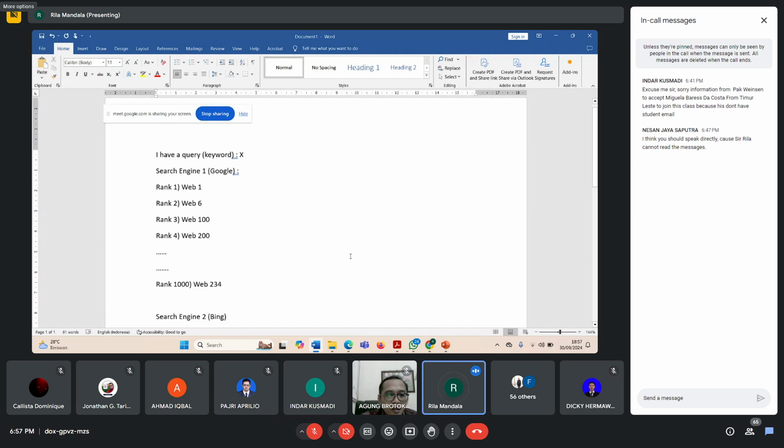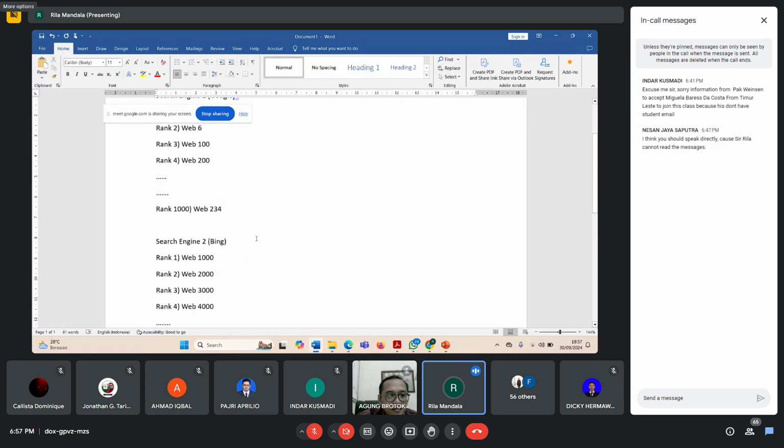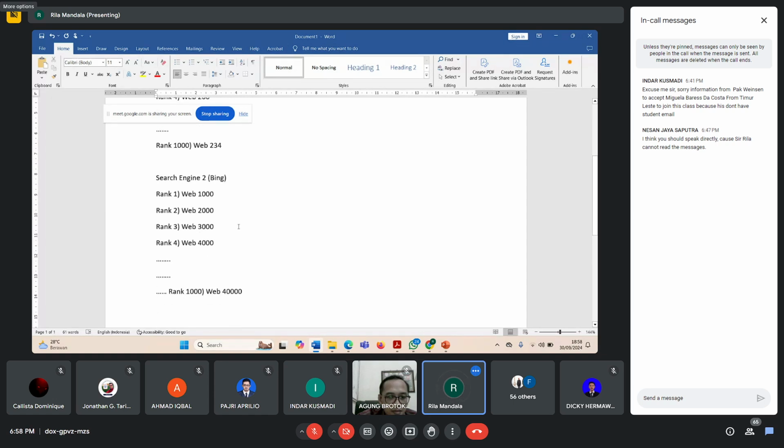So using the same query, the same keyword X, Google returned this result from rank 1 until rank 1,000. Search engine 2, Bing, for example, returned the result from rank 1 until rank 1,000 also, the same.